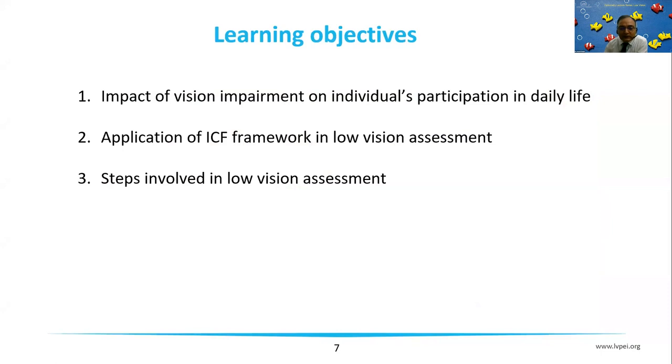So in the next 30 minutes or so, what we are going to focus on is the impact of vision impairment on individuals' participation in daily life, application of the ICF framework in low vision assessment, and steps that are involved in low vision assessment.